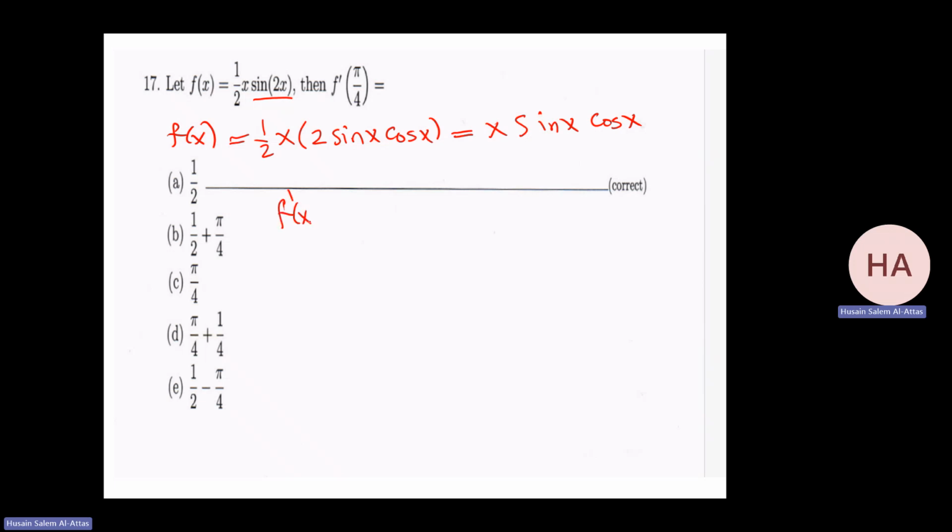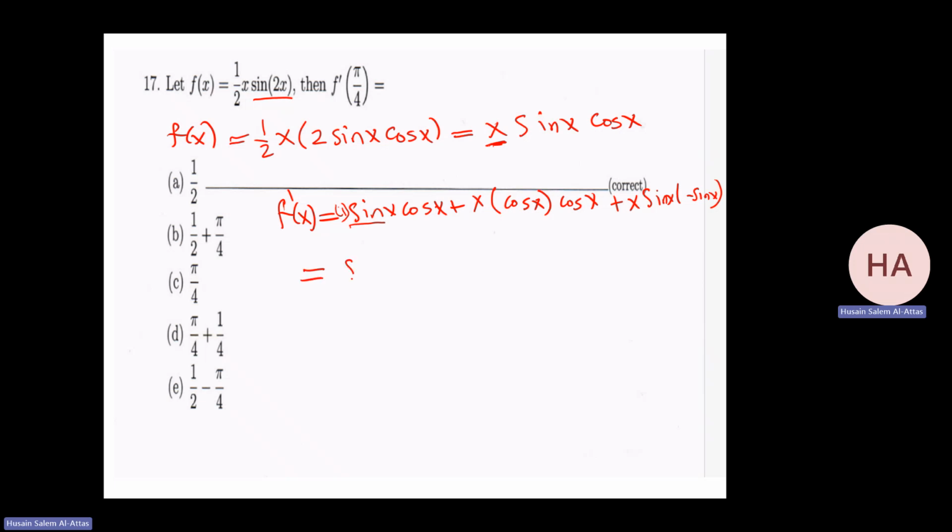So I have f prime: derivative of the first, which is 1, times the second and the third, plus x, derivative of the second, which is cosine x, times the third, plus x sine x, derivative of the last one, which is minus sine x. So what I did: derivative of the first times second and third, then first times derivative of the second times the third, then first and second times derivative of the third. I applied the formula.